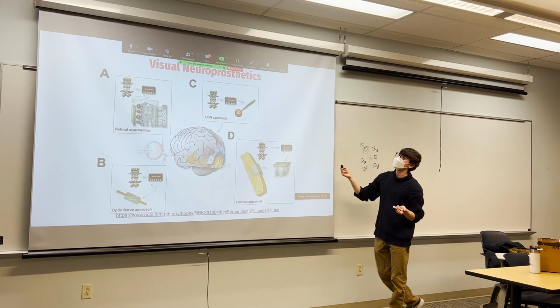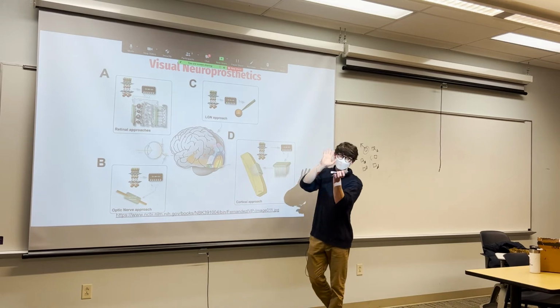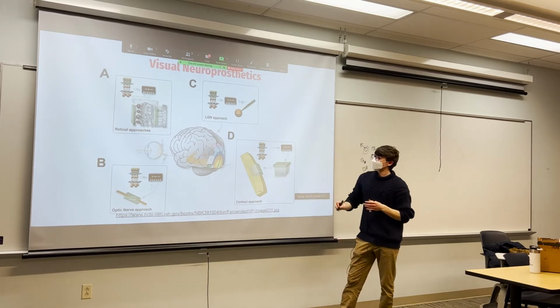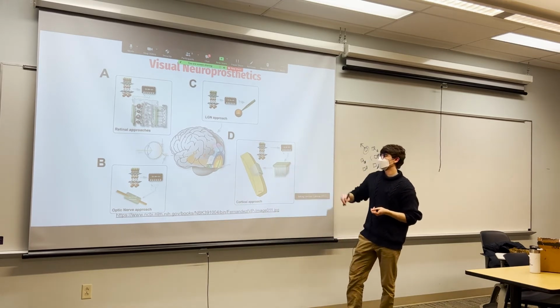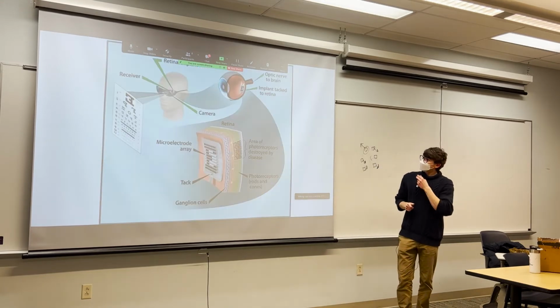And so these are just showing all different ways that you can do this, where you could put a little electrode grid on the retina and stimulate that, or kind of in the back here, and you can actually project low resolution images into the brain that way.